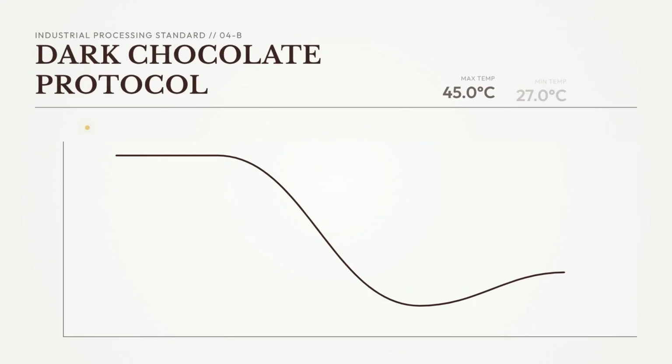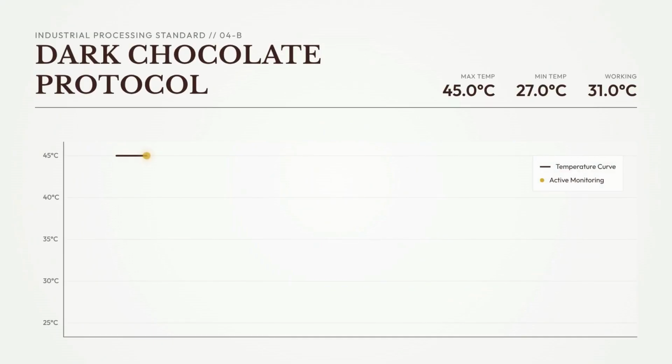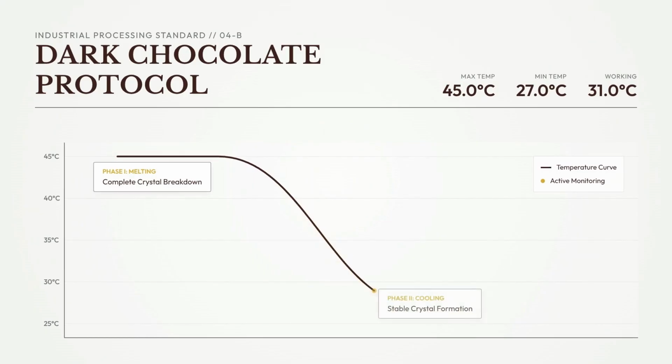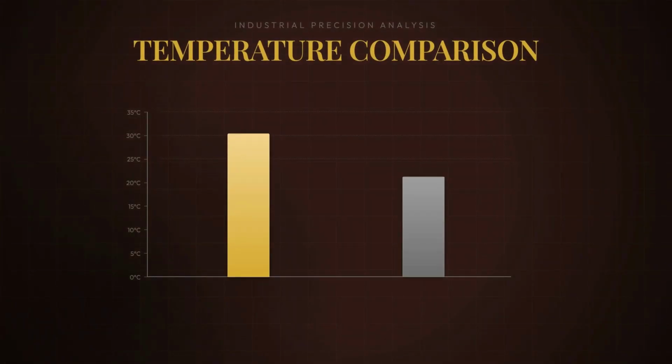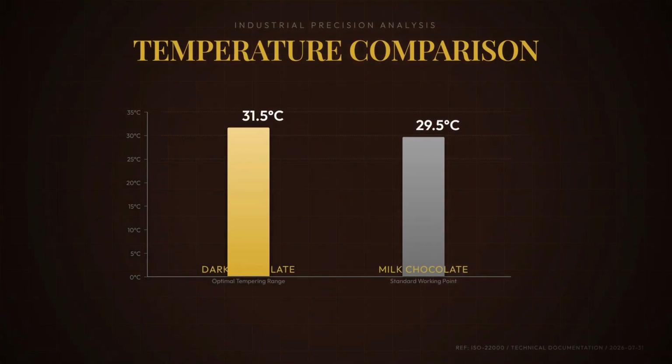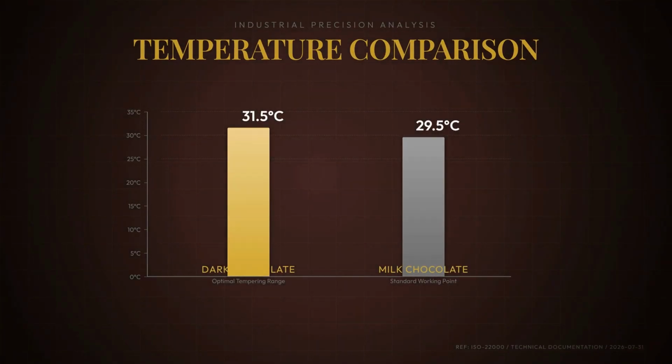For dark chocolate, a typical cycle melts the chocolate at approximately 40 to 50 degrees Celsius, cools it to around 27 degrees, and then reheats it to a working temperature of approximately 31 to 32 degrees. Milk chocolate is commonly reheated to roughly 29 to 30 degrees. Exact values depend on the formulation.